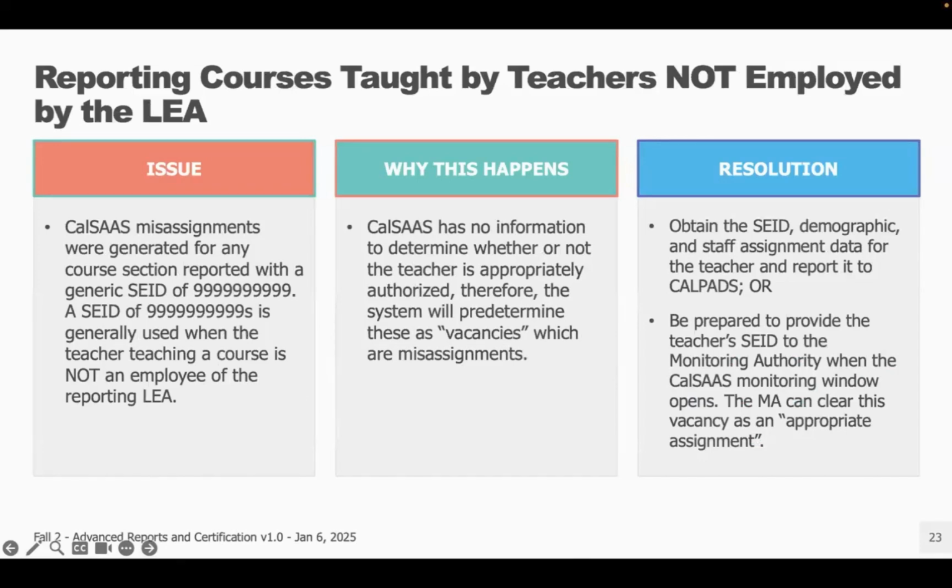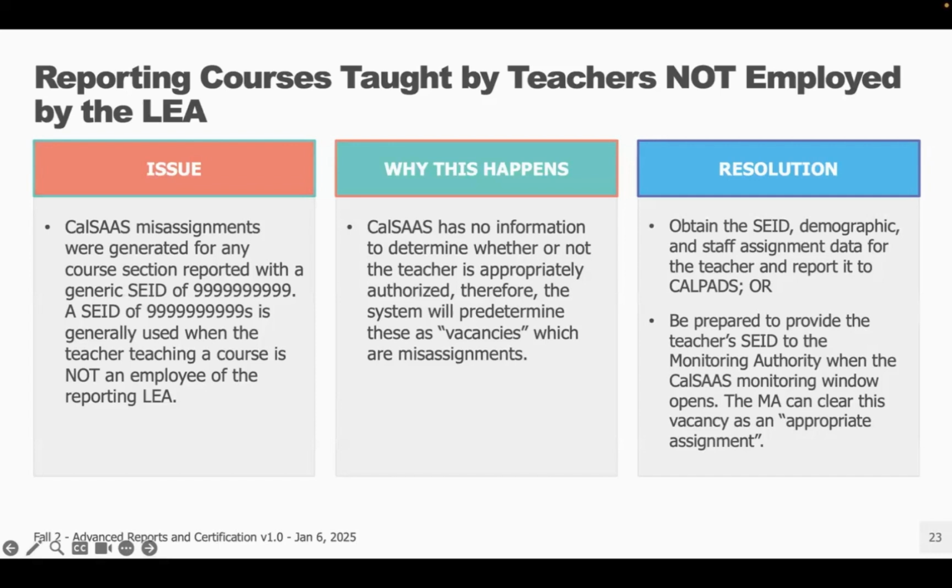All right, so another area is reporting courses taught by teachers not employed by the LEA. CalSAAS misassignments are generated for any course section reported with the generic SEID of the 9s. A SEID of 999s is generally used when the teacher teaching a course is not an employee of the reporting LEA. The reason is that CalSAAS doesn't have any information to determine whether or not the teacher is appropriately authorized. Therefore, the system will predetermine these as vacancies, which result as misassignments.